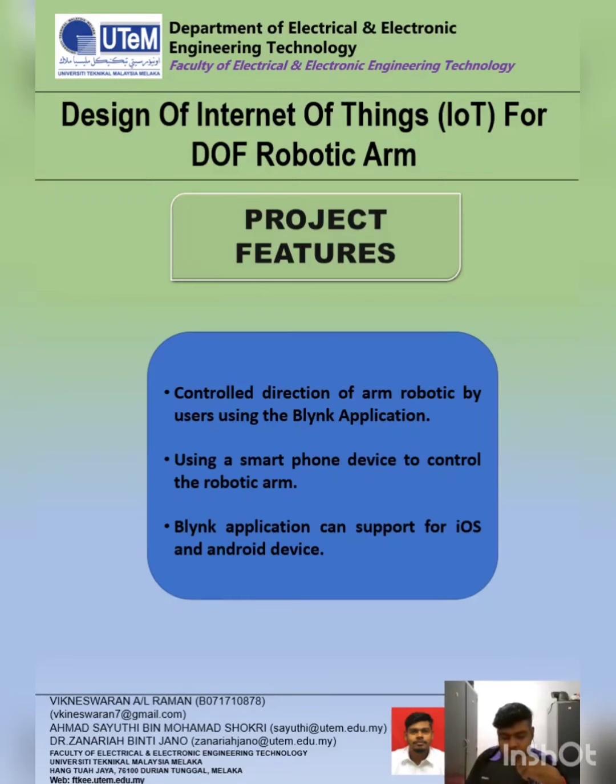So both users can use a smartphone to control the robotic arm, which means the only connection needed is the Wi-Fi connection, which must be the same as we write in the code. The name should be the same name for the NodeMCU and the robotic arm. Third, the Blynk application can support iOS and Android devices. Blynk is a friendly app, so it will be very useful for both.